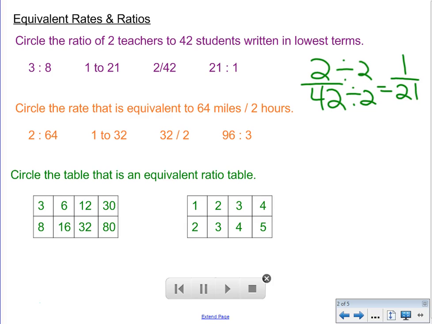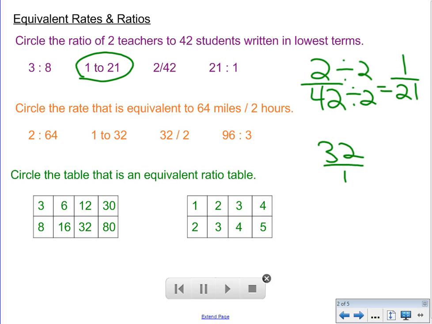The only one I see that looks like that is 1 to 21, which is just a different way of writing 1 over 21. Okay, the second one is a little more tricky. Circle the rate that is equivalent to 64 miles in 2 hours. Even if I reduce that to lowest terms, it would be 32 to 1. I don't see an answer that looks like that. This can't be it because it's 1 to 32, not 32 to 1.